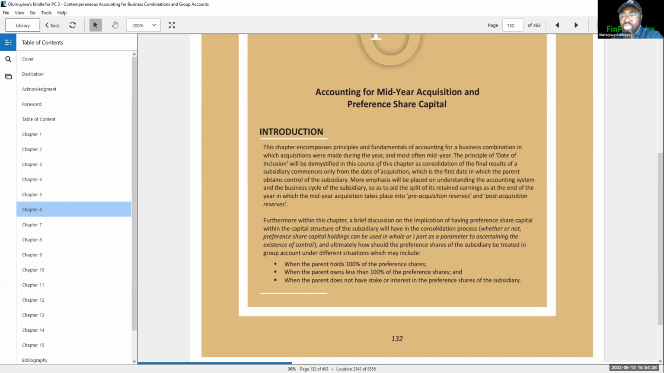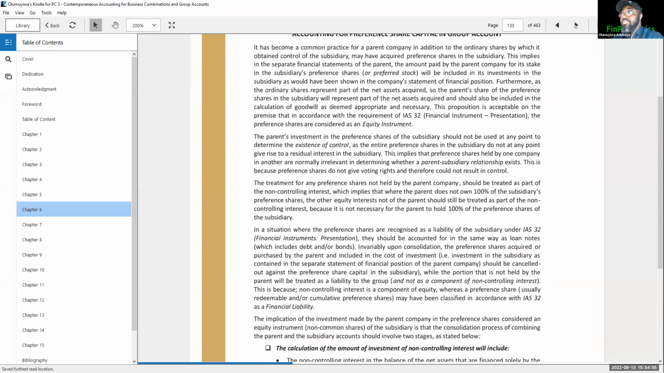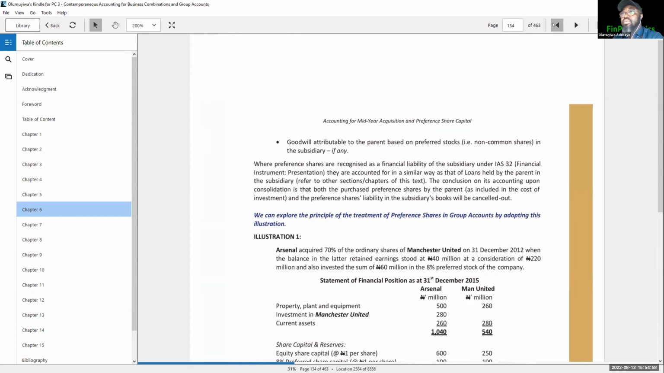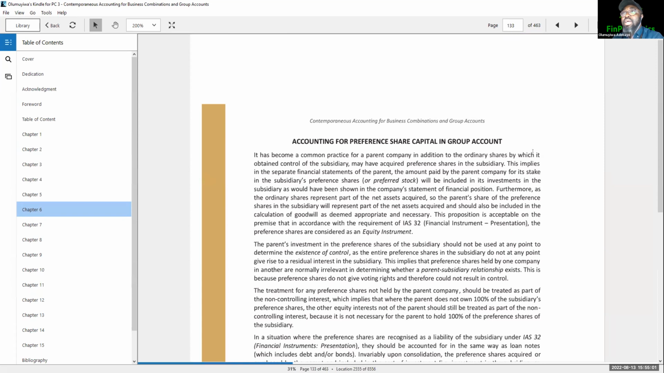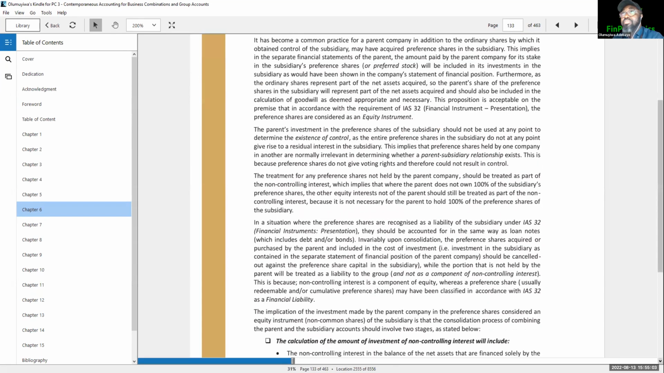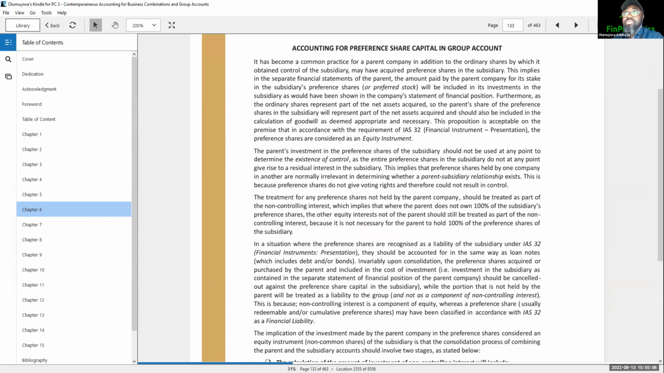Now, to buttress all of these narratives and to better appreciate the principle and the practice, we'll look at a practical illustration as demonstrated in our material. But before then, I want somebody to read through our material and let us have a fill-up from it. Okay, I want somebody to read this. Who will volunteer?